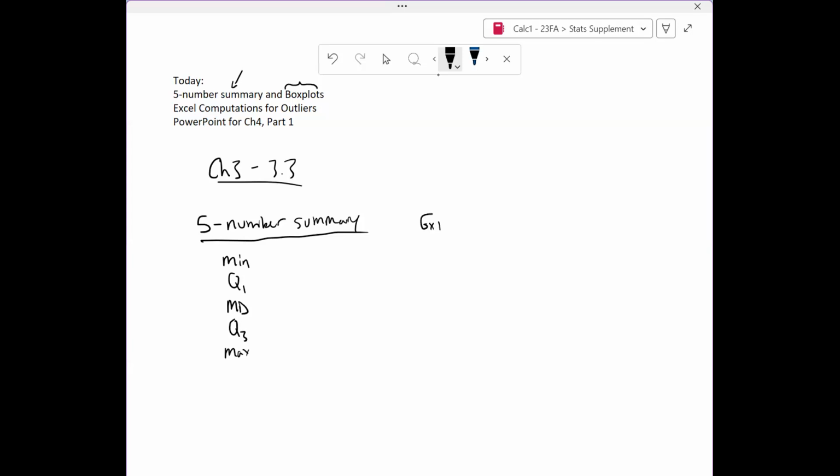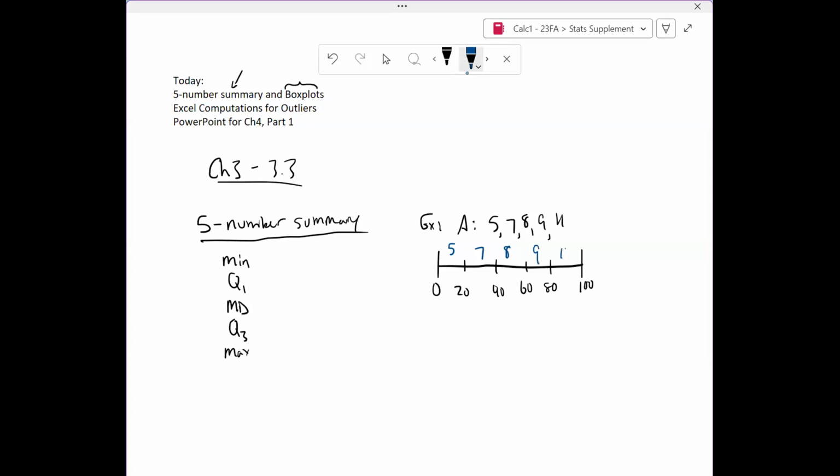So for example, if we had the Ashley data 5, 7, 8, 9, 11, we see that to find our quartiles and so on, we need to find percentiles. Let's set up our chart, 0 to 100%. We need 5 equal size bins, and that's at 20, 40, 60, and 80%. And the data points in each of these bins, 5, 7, 8, 9, and 11.